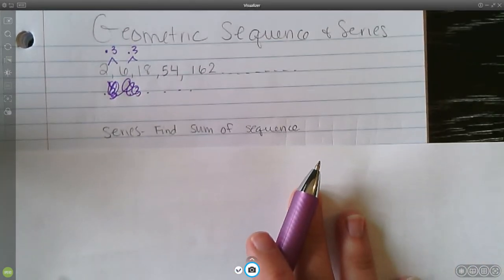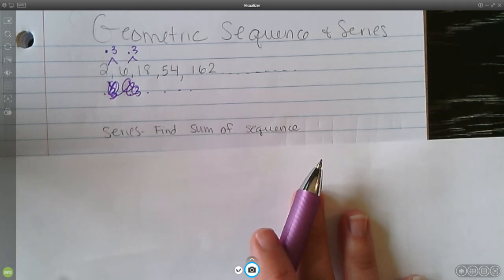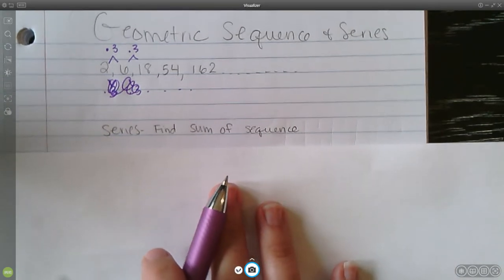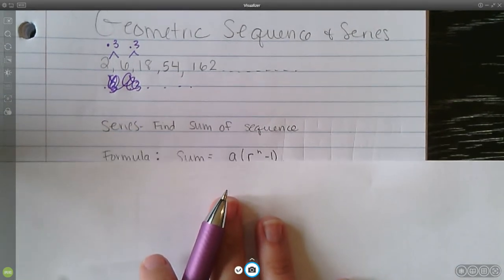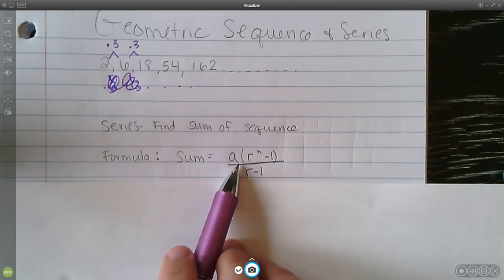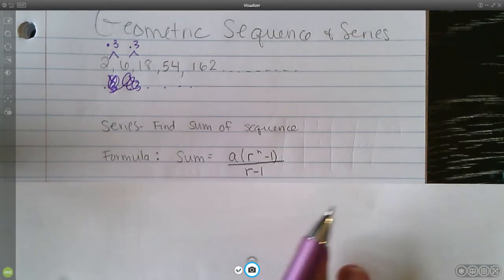Okay, so a series, you want to find the sum of the sequence. So great news, geometric, so much easier than arithmetic. All you need is the formula and you don't have to do anything fancy with it. It looks a little worse, but it's a lot easier. Okay, so here's the formula. So the sum equals a(r^n - 1) over r - 1.